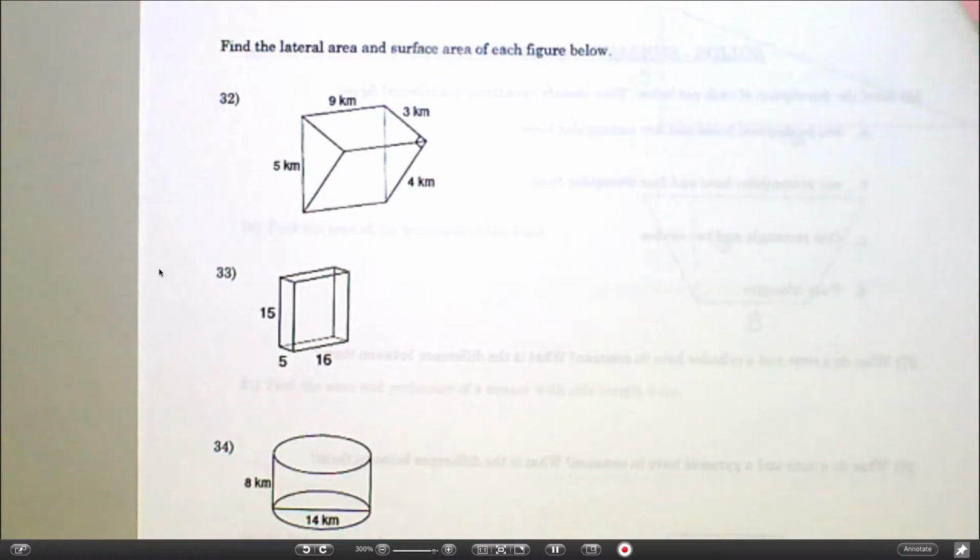Starting with number 32, it says find the lateral area and surface area.